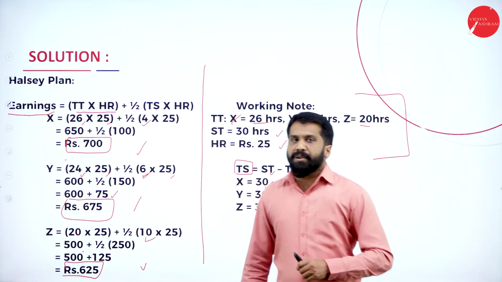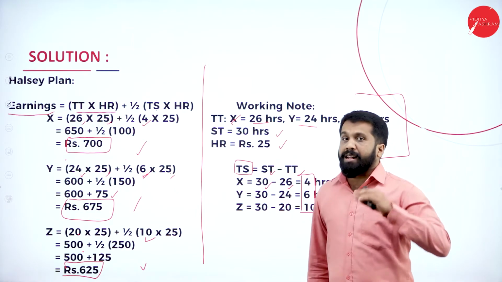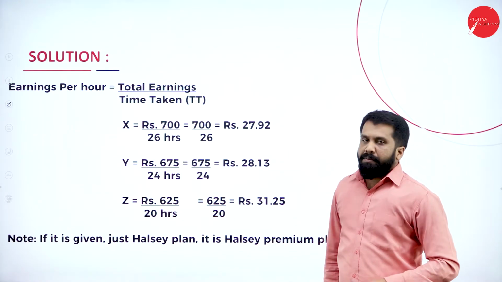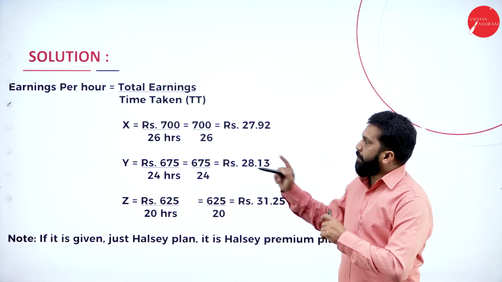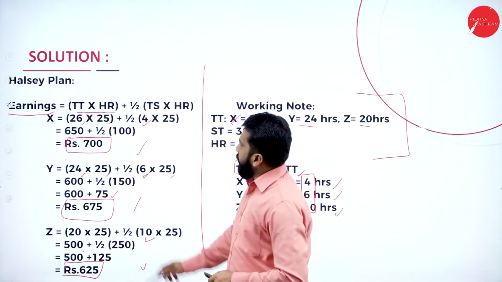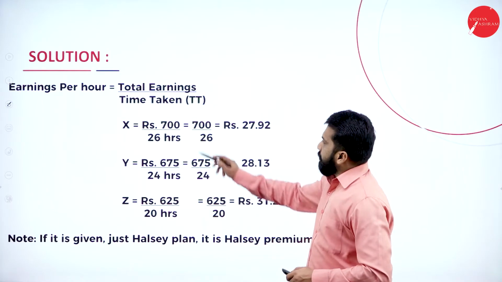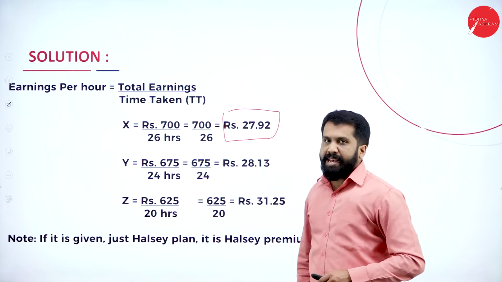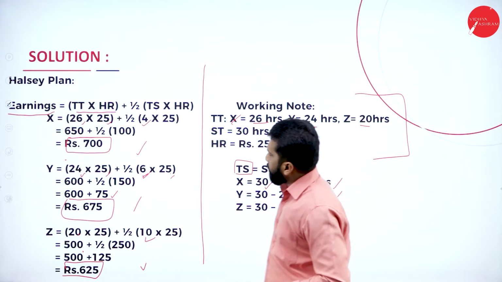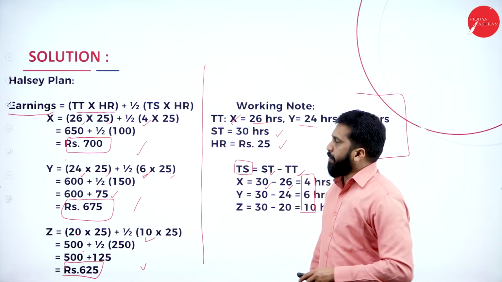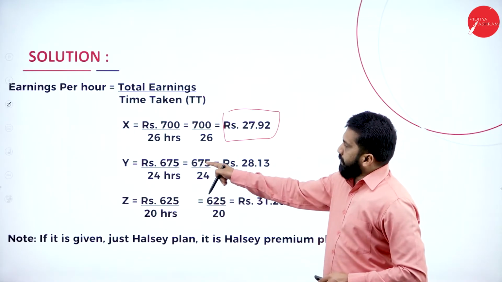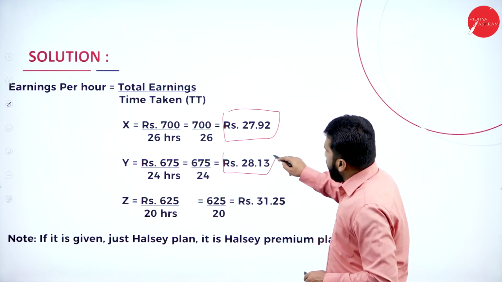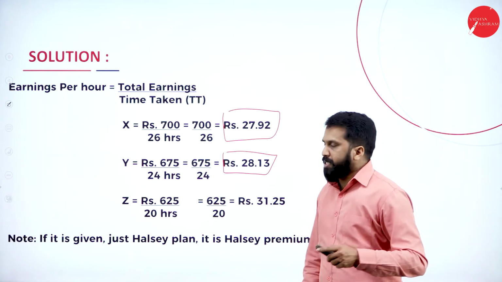No, the answer is wrong. Why? Because if you go for hourly rate, then you will get to know. Earning per hour, total earning divided by time taken. The first person got 700. 700 divided by 26, his earning per hour is almost 28. Now, second person, his income is 675. 675 divided by, he has taken 24 hours. Your answer is how much? 28.13.